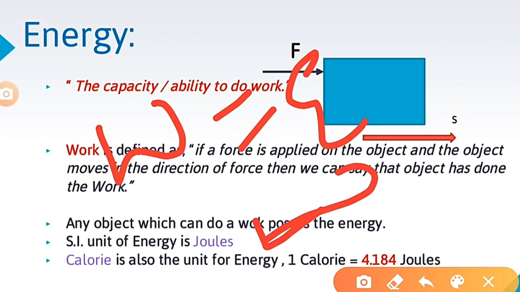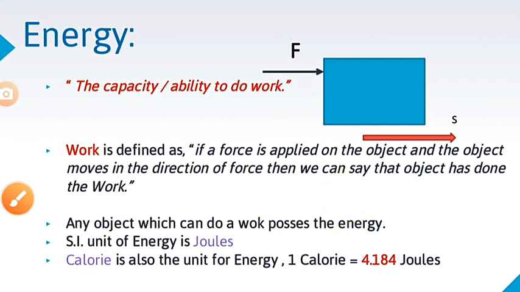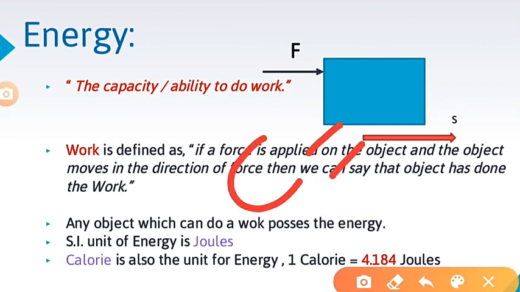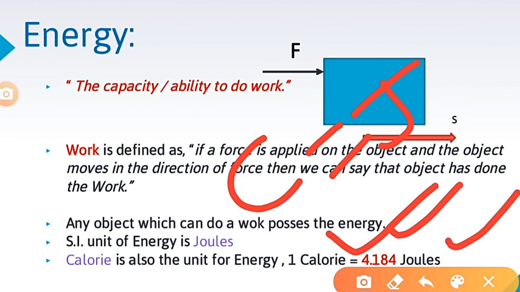One more unit is there for energy, mainly for heat energy. It is the calorie. Calorie is another unit for energy. If you take the relationship between calorie and joules, 1 calorie is equal to 4.184 joules. It is very important. While solving any problem, if they ask to convert from calorie to joule, you just multiply 4.184 by whatever value they have given.